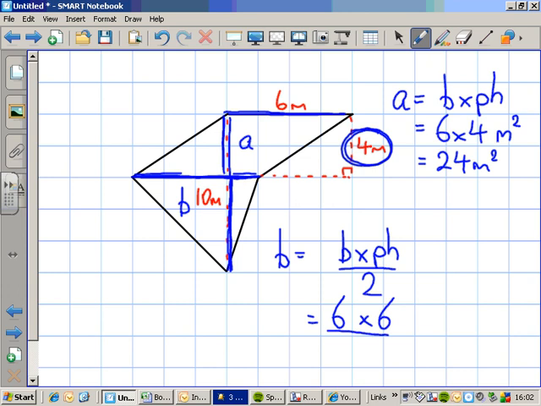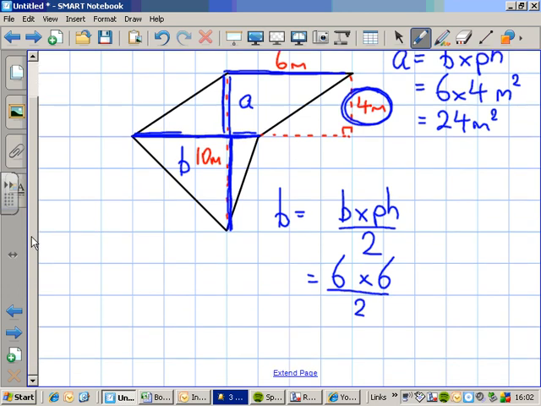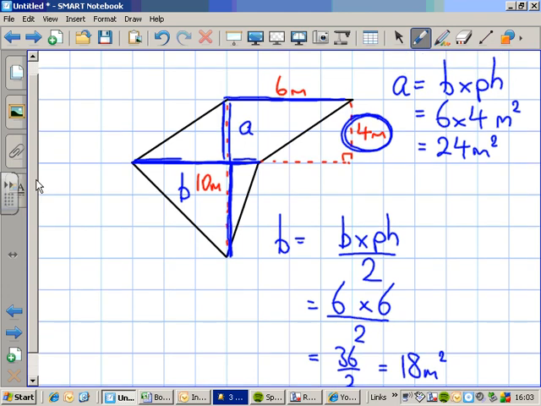So it's going to be 6 times 6 divided by 2. Let's scroll down a little bit, make a bit of space. 6 sixes are 36. 36 divided by 2 is 18. And again, we're in meters squared. And so the total area of the shape will be A plus B. And that's going to be 24 plus 18 meters squared. 24 plus 18, well 24 and 10 is 34, 34 and 8 is 42, total area 42 meters squared.